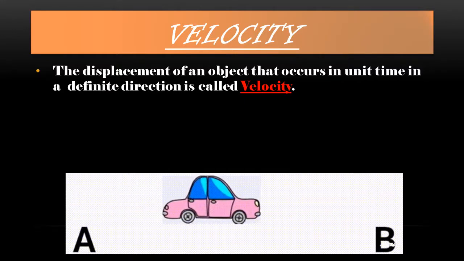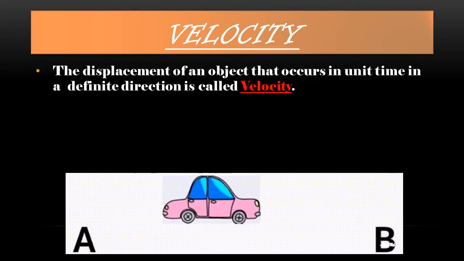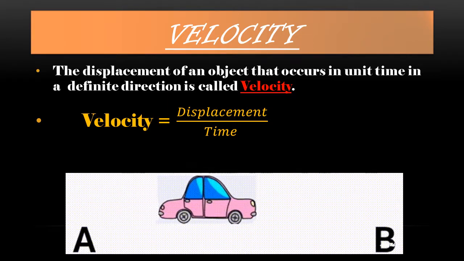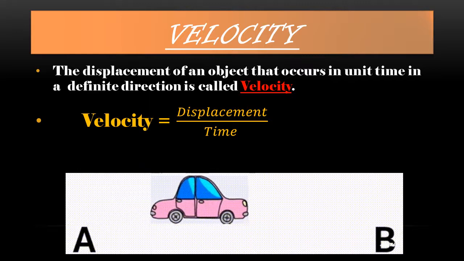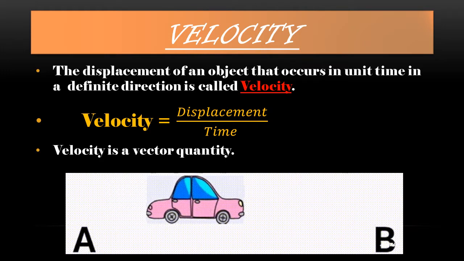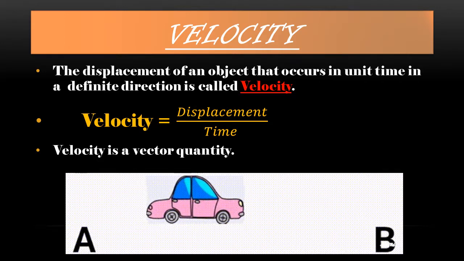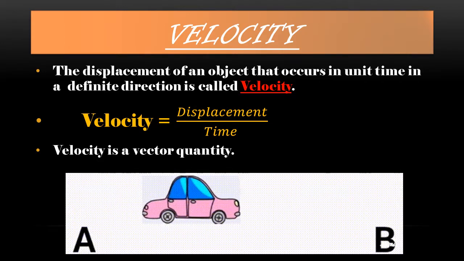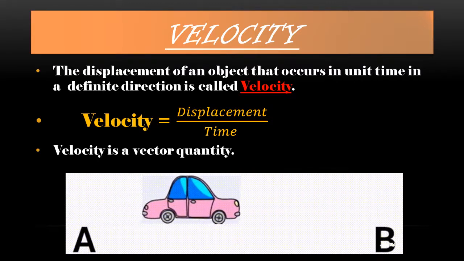Now speed was related to distance, but velocity is related to displacement. Again, we have a formula for velocity, that velocity is equal to displacement of an object upon time, that means in a unit time. Velocity is a vector quantity. So speed was a scalar quantity but velocity is a vector quantity. Now what is a vector quantity? This is a physical quantity which has magnitude and a particular direction also. So this is the main difference between speed and velocity.